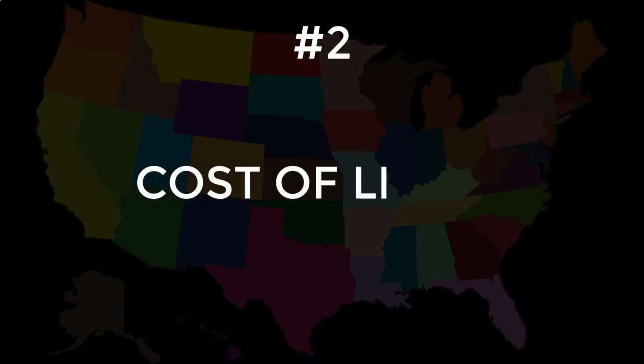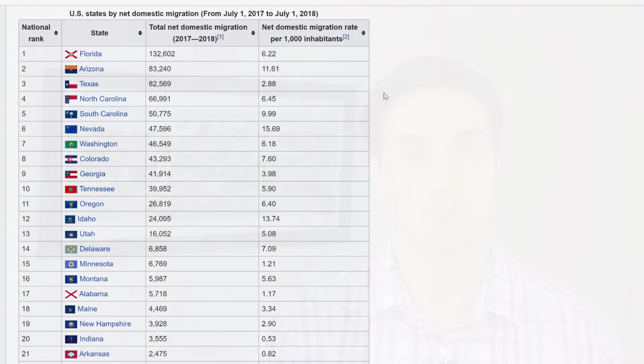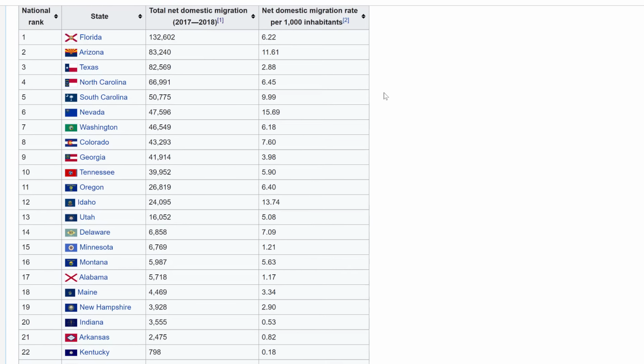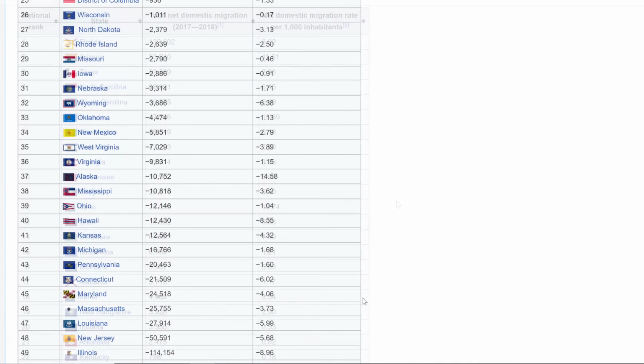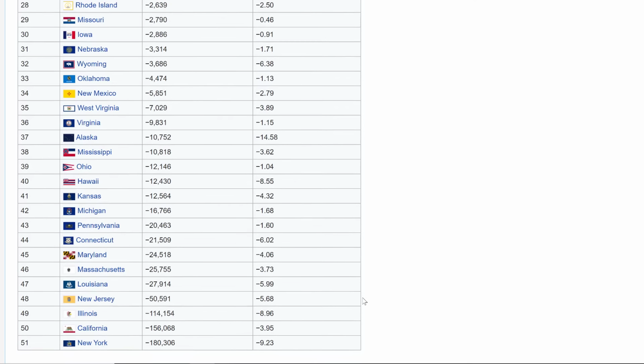Now, this is a huge one, especially for people living in high cost of living cities and states. And within this, I'm going to lump in home prices, rents, and income taxes as well. So if you take a look at the US cities with the largest positive net migration in 2018, you'll see lower cost of living states like Florida, Arizona, Texas, and North Carolina are going to top the list, while higher cost of living states like New York, California, Illinois, and New Jersey are all negative net migration states.